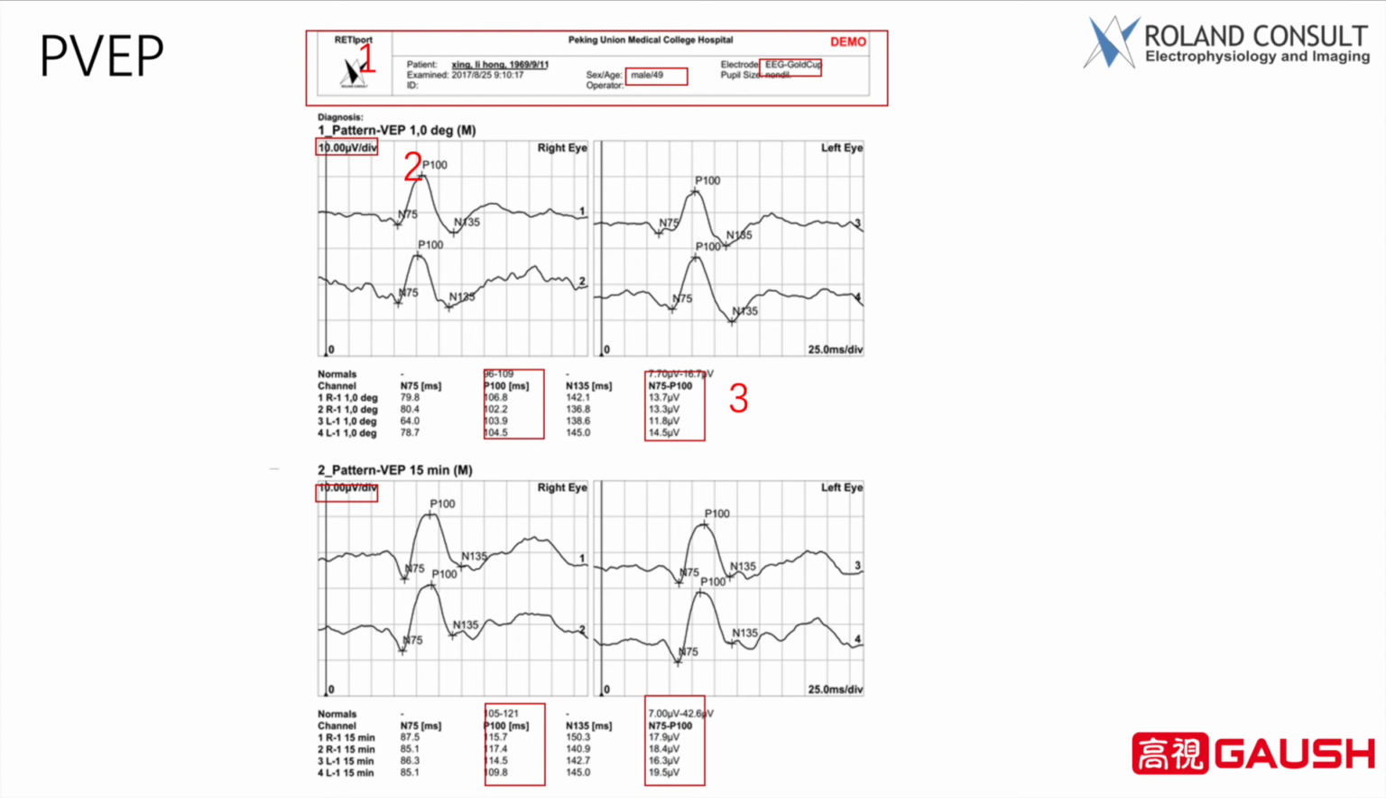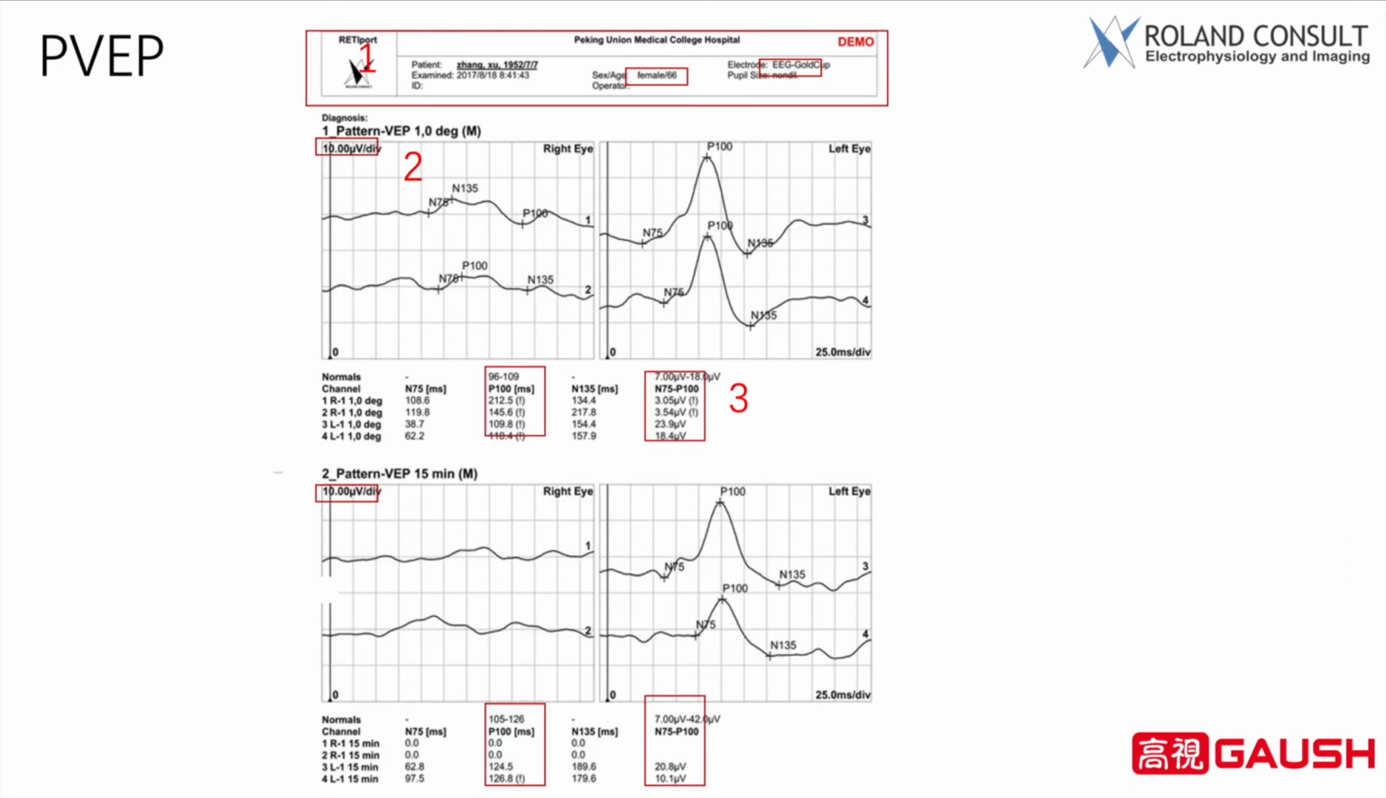In this case, the two spatial frequencies PVEP 1 degree and 15 minutes were repeated on both sides according to the international standard, and the amplitude and peak time consistency of the two repeats were good, which confirmed the high reliability of the results. For this case, we should check the items in sequence number 1, number 2, and number 3 as in the last case.